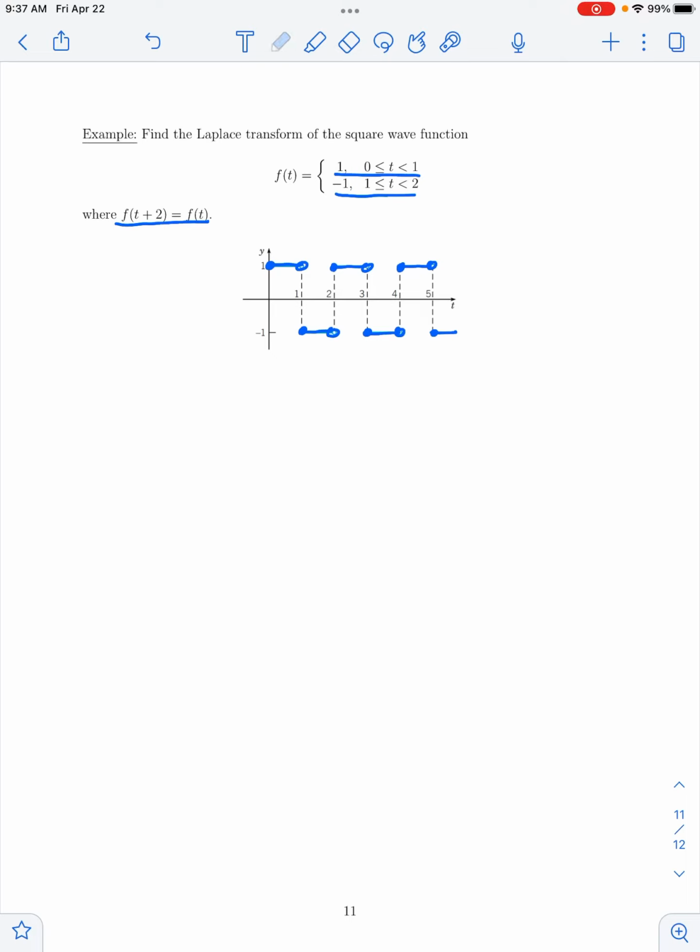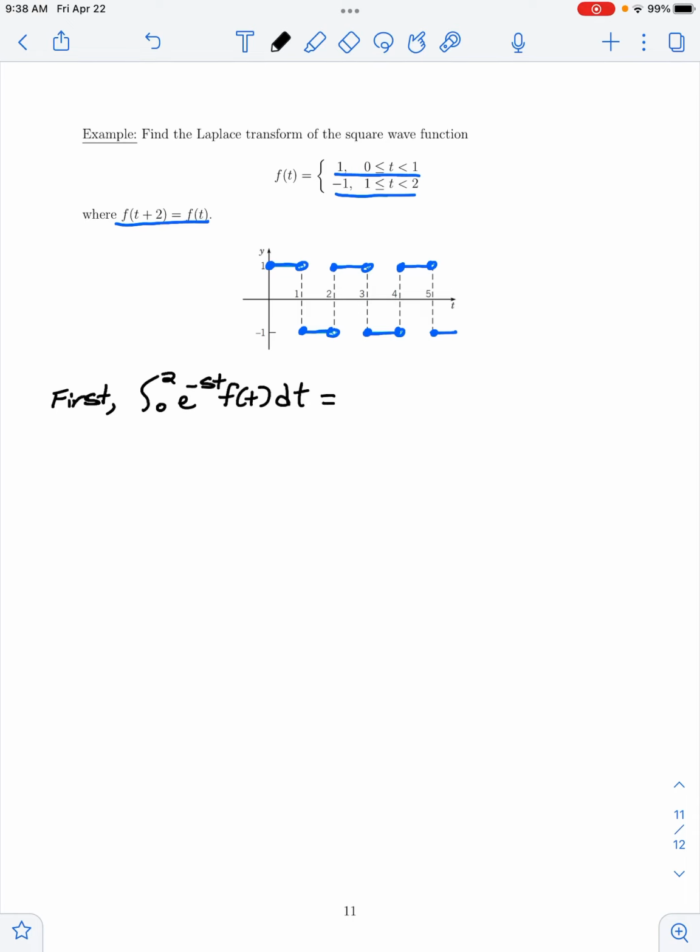So we know that the first thing we need to calculate is the Laplace transform of the windowed version of our function, which is defined as the integral from 0 to capital T. In this case, we had a function of period 2, of e to the negative st times the function f of t on that interval. And here, our function f of t is defined as either 1 or negative 1. So let's take a look at what we have.